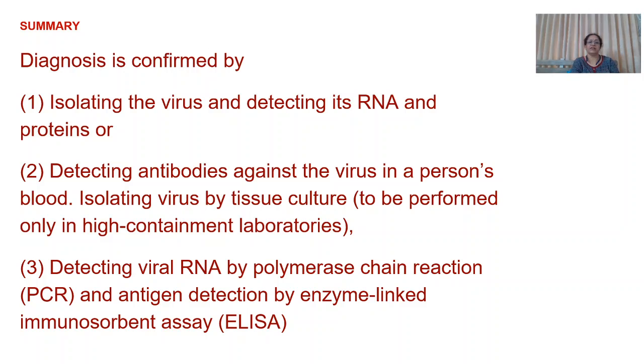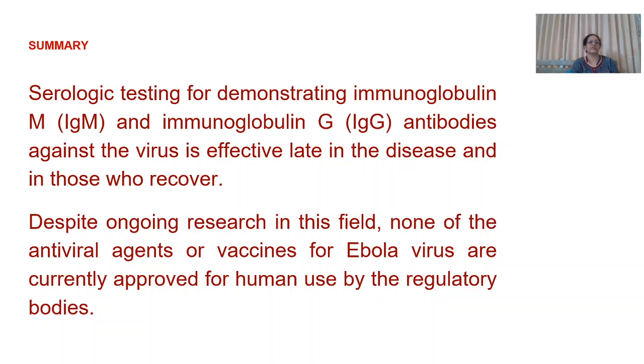Detecting viral RNA polymerases by polymerase chain reaction, that is RT-PCR, and antigen detection by ELISA, that is enzyme-linked immunosorbent assay, is the most specific test for confirmation purposes. One can check the presence of various antibodies, IgM and IgG antibodies. These are mainly present during infection. Against this virus, they are highly specific, and so they are effective late in the disease in those who recover.